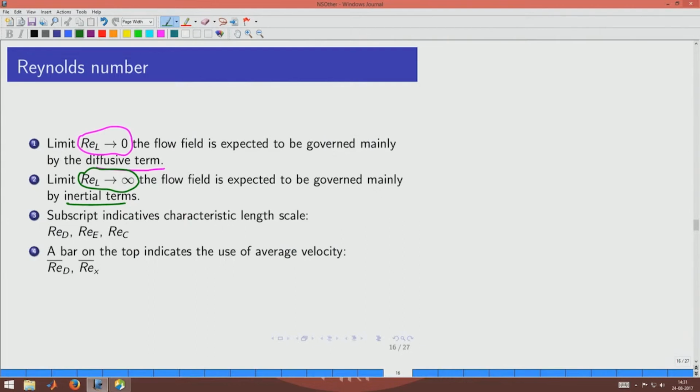So, it helps us. We can say that in the limit of very small Reynolds number, I will keep only the diffusive term and drop all other terms, and that would be quite acceptable, because from the scaling that we have seen, that is how the behavior is going to be.